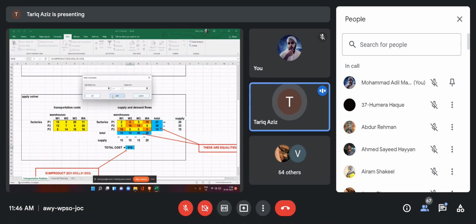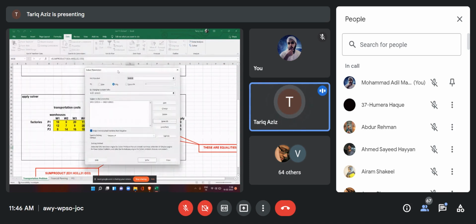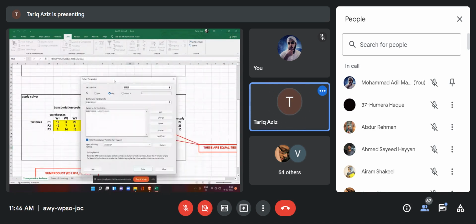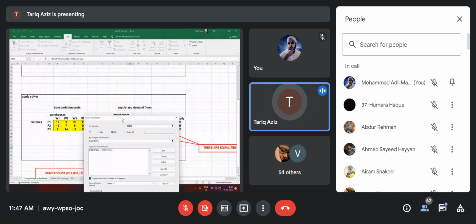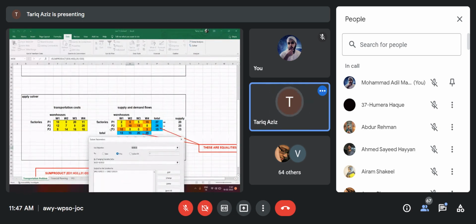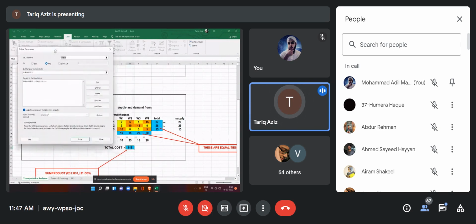Once I click add, this constant will be added here. Now this constant is showing up here because we cannot supply more than the maximum capacity of the factory, and the maximum supply of different factories is already mentioned here. For example, factory 1 can supply only up to 20 units, then factory 2 can supply only 25 units, and so on. After specifying this, another constant is the demand.